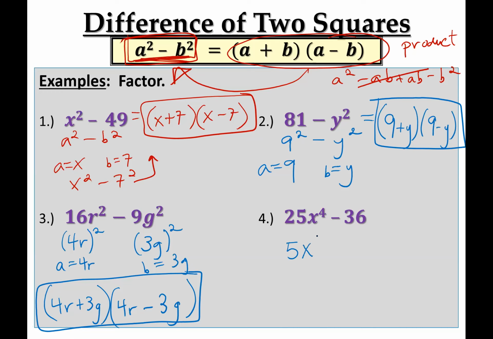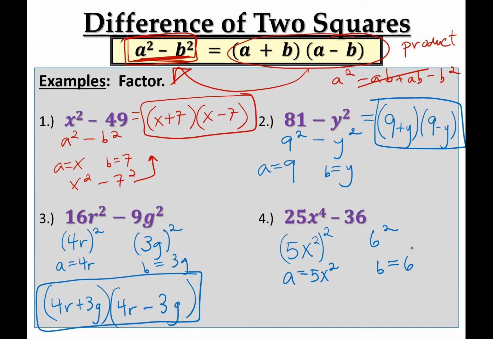So I do still have a perfect square, but it's not 5x squared. It's 5x squared, squared. Sounds strange to say it that way. So 5x squared times 5x squared would be 25x to the 4th. In other words, I'm just taking that exponent and dividing it by 2. So a is actually not just equal to 5x, but it's equal to 5x squared here. Meanwhile, you have the minus 36, that's equal to 6 squared. So b is just equal to 6.